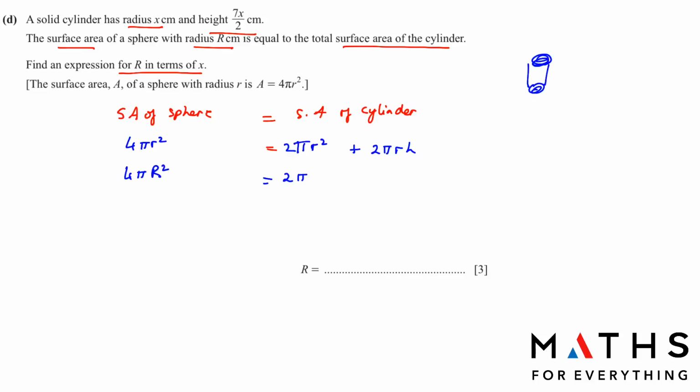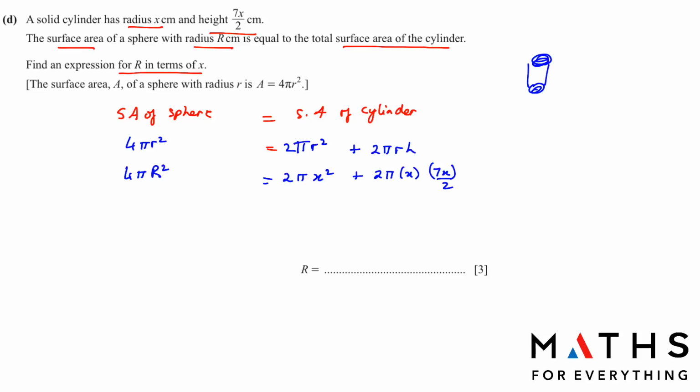And replace r, the radius of the cylinder, with x, and the height of the cylinder with 7x over 2. The radius is x and the height is 7x over 2. We have to make r the subject. It becomes easier if you do it little by little so that it doesn't get confusing.